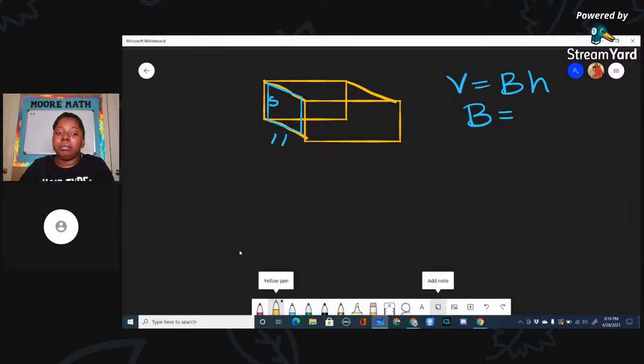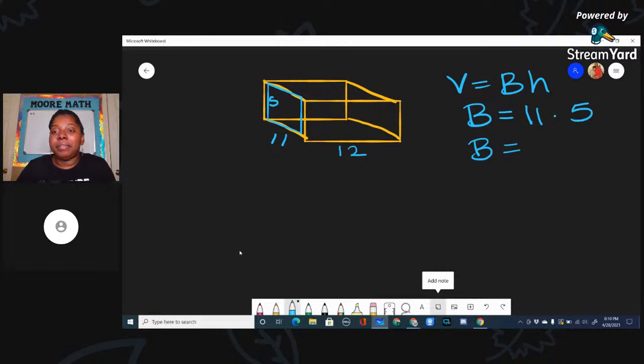First of all, what shape is it? Rectangular prism. Excellent. Okay, and then what's the shape of the base? A rectangle. Good. Okay, and so what's my area of the rectangle? Would it be 11 times 5? Excellent. You got this. Okay, what's 11 times 5?